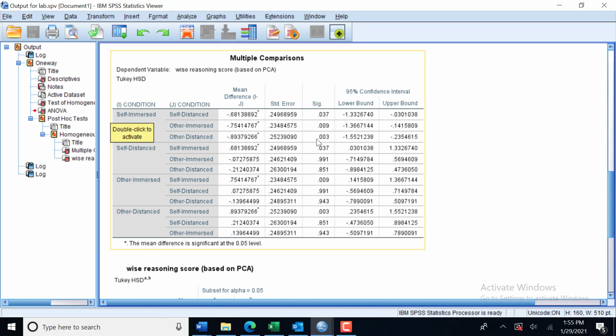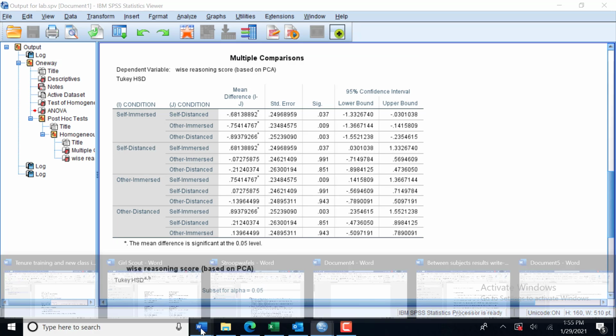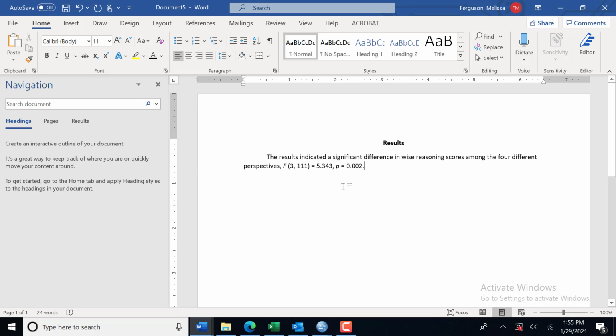So we need to write that up. The first thing we want to do is make sure we talk about our post-hoc test. So we're doing what's called pairwise comparison. So that's one thing you could write is pairwise comparisons.